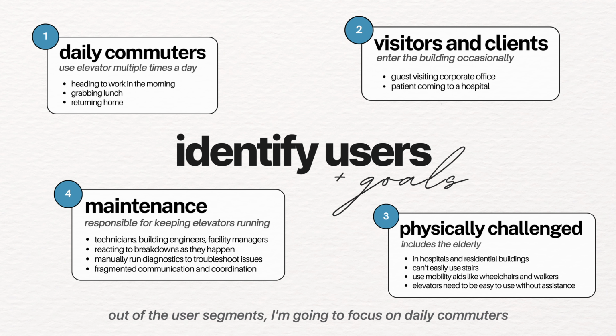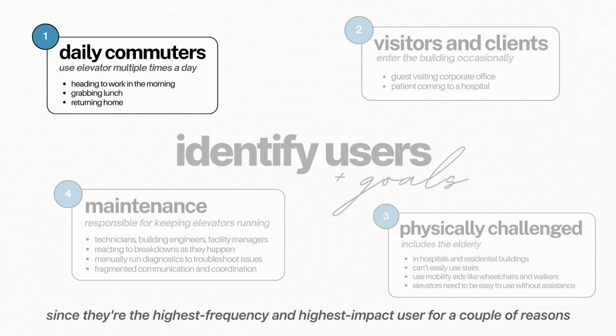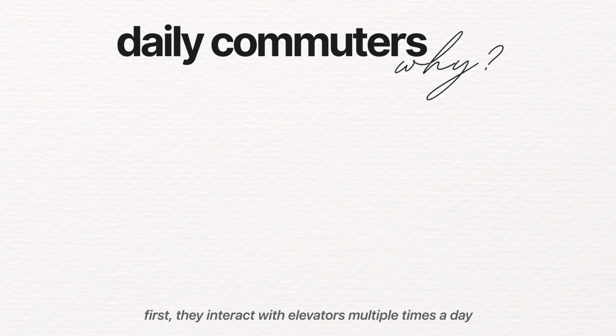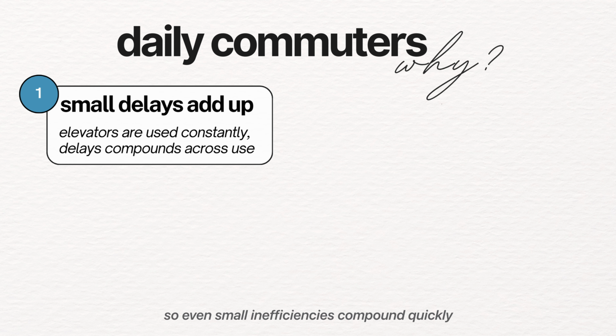Out of the user segments, I'm going to focus on daily commuters since they're the highest frequency and highest impact users for a couple of reasons. First, they interact with elevators multiple times a day, so even small inefficiencies compound quickly.